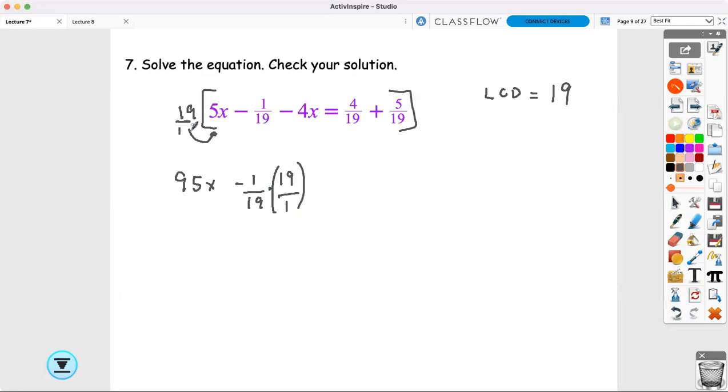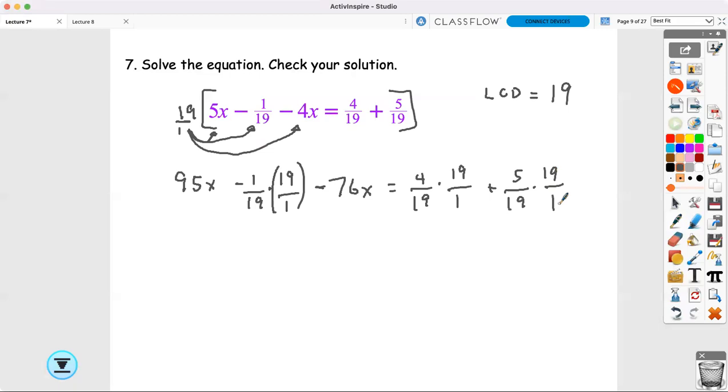as long as you just show that you're multiplying. And then we're gonna do 19 times negative 4x. 19 times negative 4 will be negative 76, so minus 76x equals 4 over 19 times 19 over 1 plus 5 over 19 times 19 over 1.